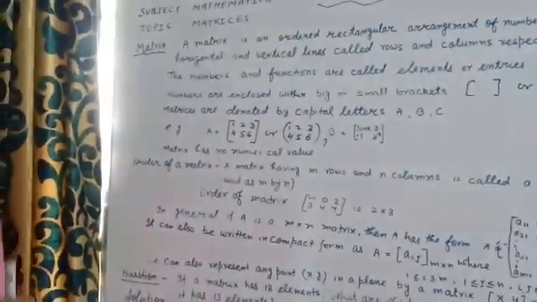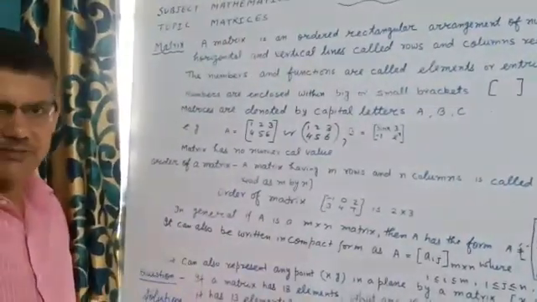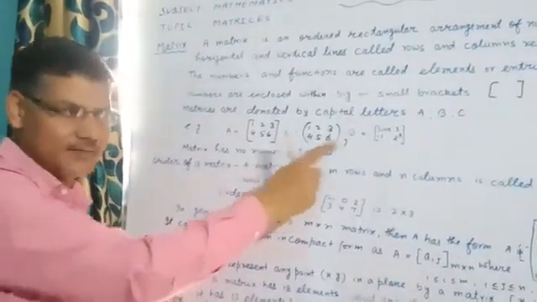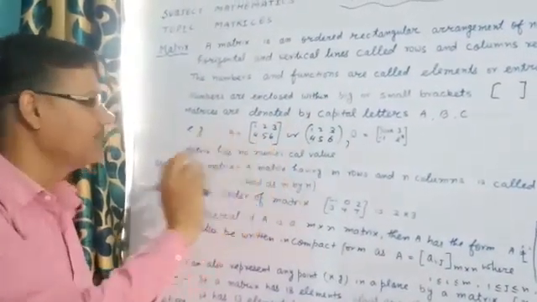Now, matrix is only the representation. That's why matrix has no numerical value like a determinant. It has no numerical value.